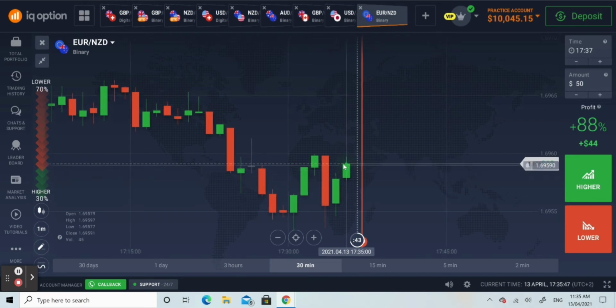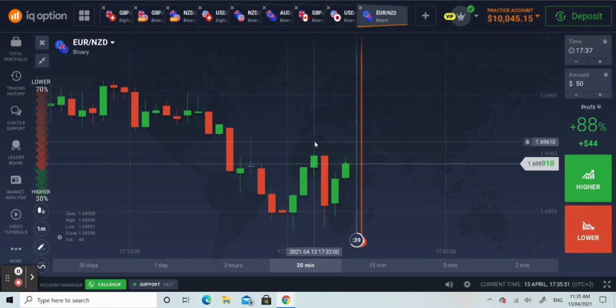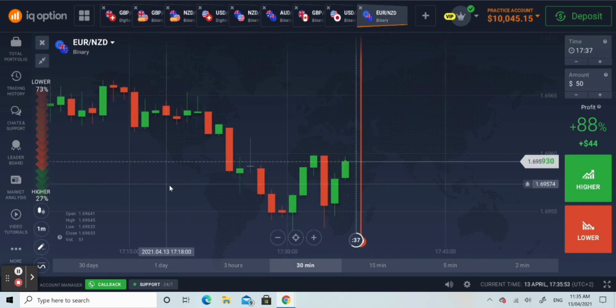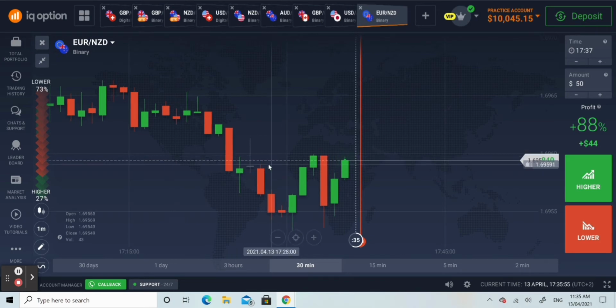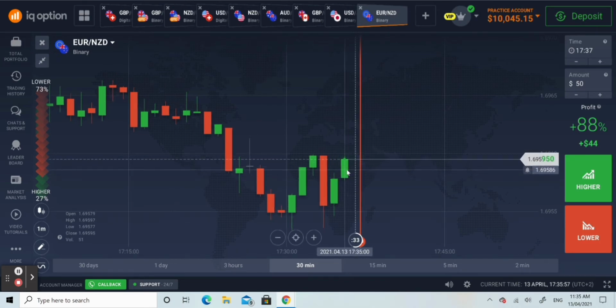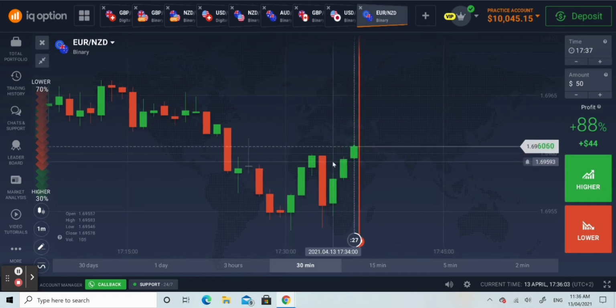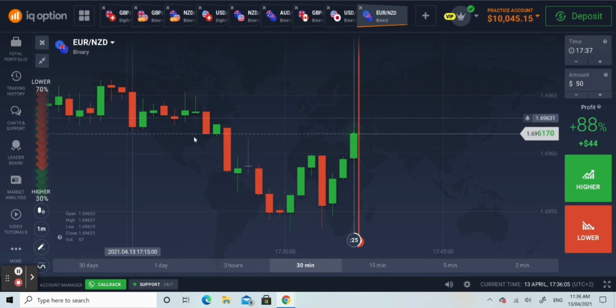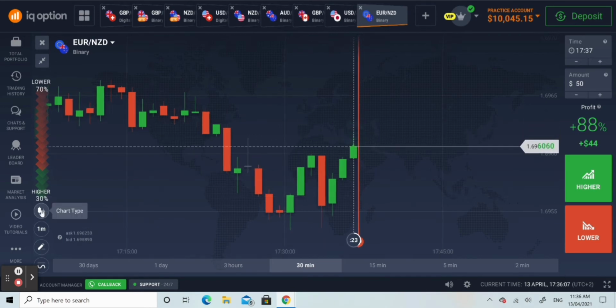But we don't do analysis on the 1 minute. We do analysis on the higher time frames, and then we go down to the 1 minute in order to see the movement on a 1-minute time frame, so that we can determine when exactly to get into the trade. So these are the candlestick patterns here. Remember to change to the candlestick patterns.